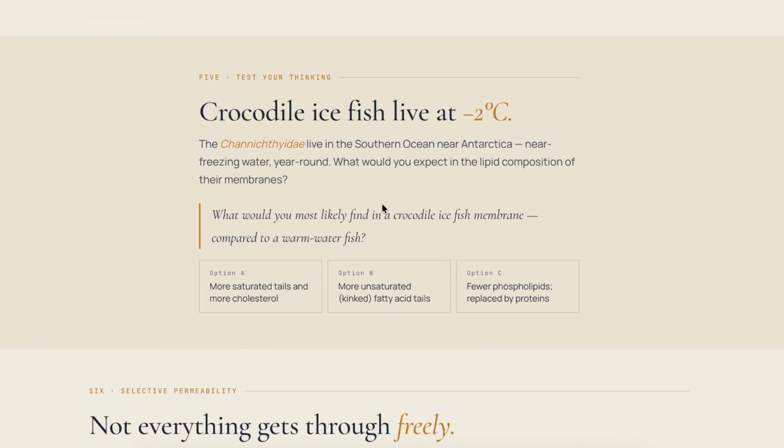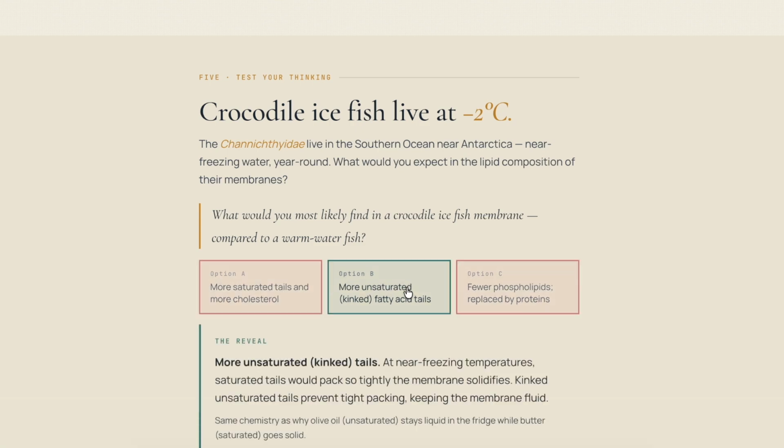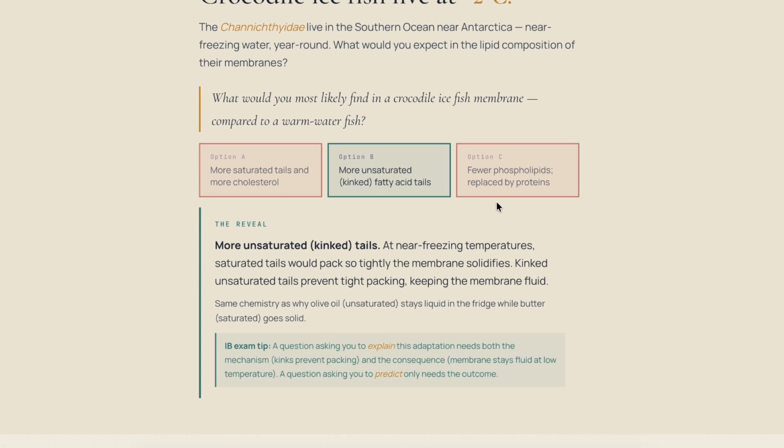Now, this crocodile icefish lives at -2 degrees centigrade. What would you most likely find in a crocodile icefish membrane compared to a warm water fish? We have a couple of seconds to think. What's lovely about these interactive HTMLs that you'll find on my site is that if you click one, it's going to give you some feedback. If we clicked the wrong one, so more unsaturated kinked fatty acids, you might also find some cholesterol. But if I'd clicked the wrong one, then I would have got this feedback too, and it gives me a few tips.